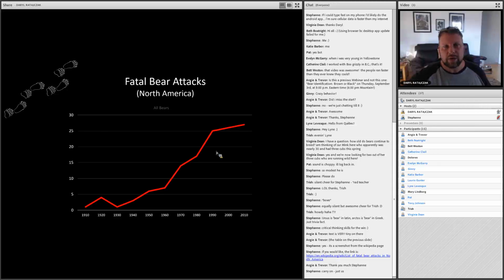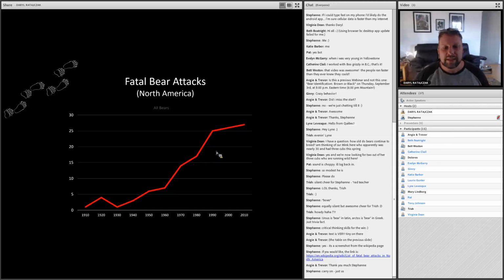First and foremost, I created this graph to show you what these fatal attacks have done over the last century. I broke it out decade by decade, starting 1910 all the way up to 2010. We're just starting 2020, so I wish we could erase 2020, but here's the data for everything.